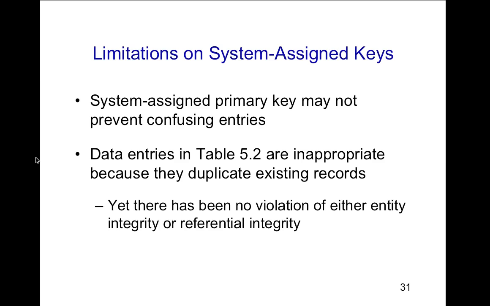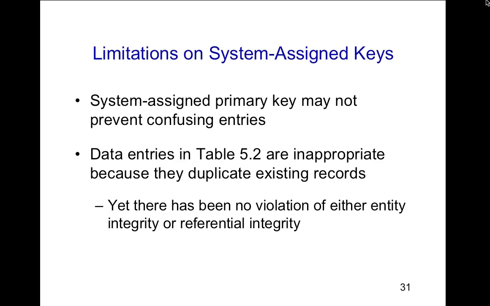So, limitations on system-assigned keys. Microsoft Access is really good at this. They give you an index, but it's not really an index on the table. It's an index value. It's a system-designed approach to put 1, 2, 3 as employee number or something like that to create an artificial index/key. So system-assigned primary keys may not actually prevent confusing entries, because it's really hard to tell who employee 101 is. We have no idea. But if we had your social security number, we might be able to look them up somewhere else.